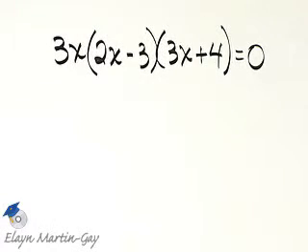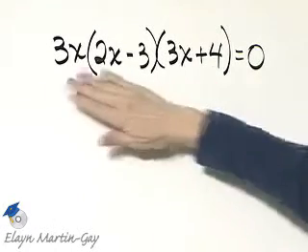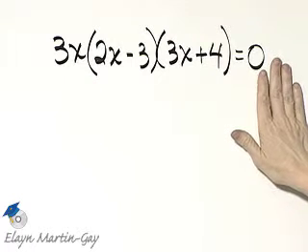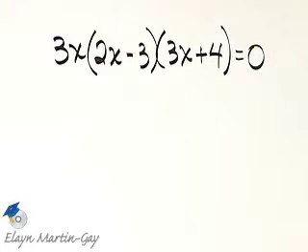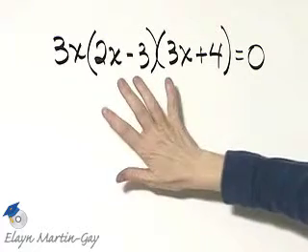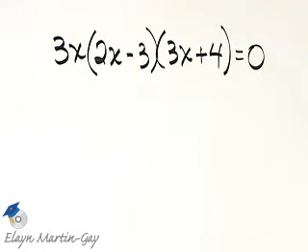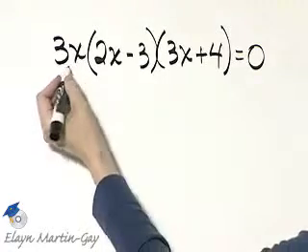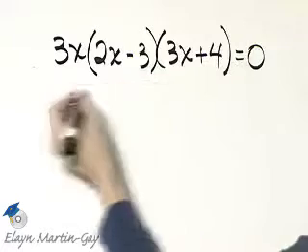Let's solve this equation. Notice I have a factored polynomial on one side and I have 0 on the other side, so I can use that zero factor theorem. Factored on one side, 0, very important on the other side. We can now use the zero factor theorem and say each factor then is equal to 0.